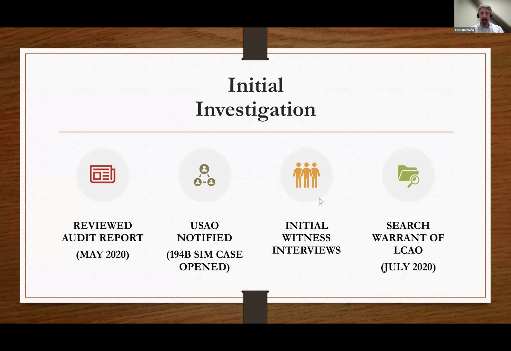occurring in Lawrence County. But here is a challenge where, as you saw in an earlier slide, Lawrence County is pretty small. Probably everyone knows everyone, and trying to approach people for an interview without letting the potential subjects know what's going on can be challenging. But those initial interviews helped substantiate, justify an affidavit to get a search warrant of the Lawrence County Attorney's Office, and that search occurred in July of 2020.